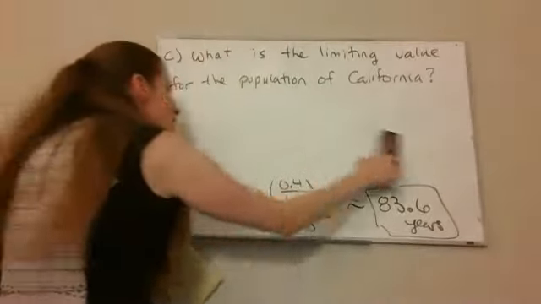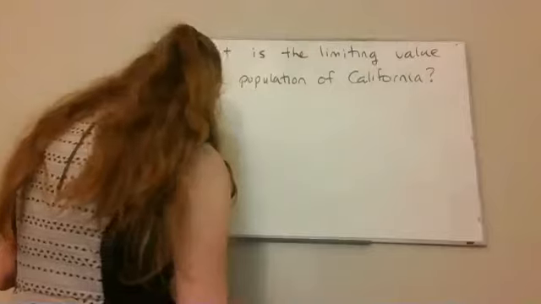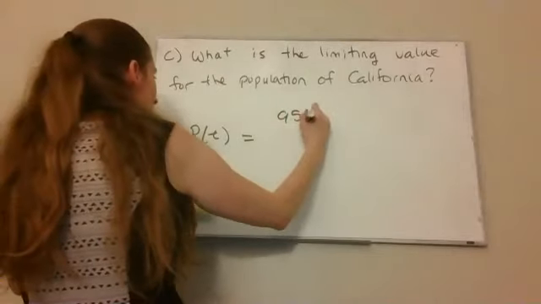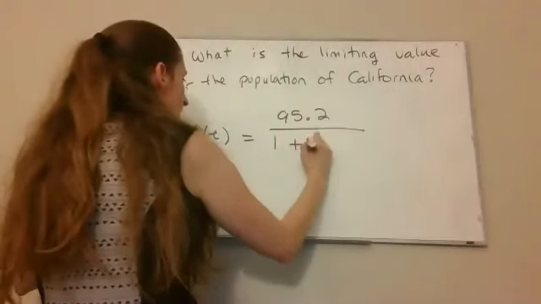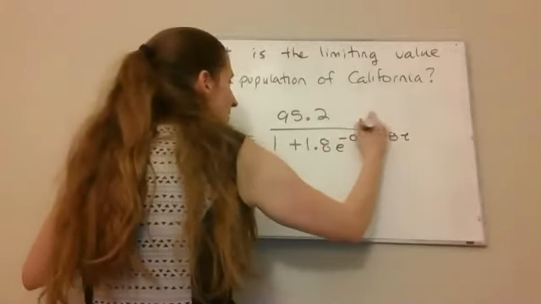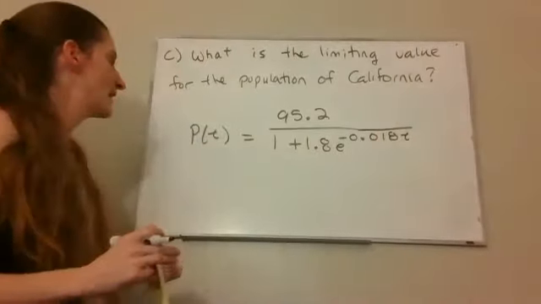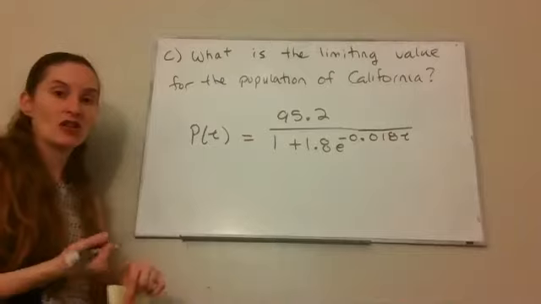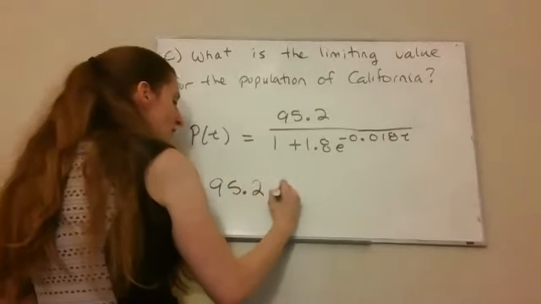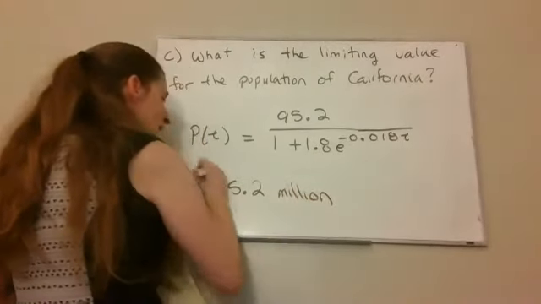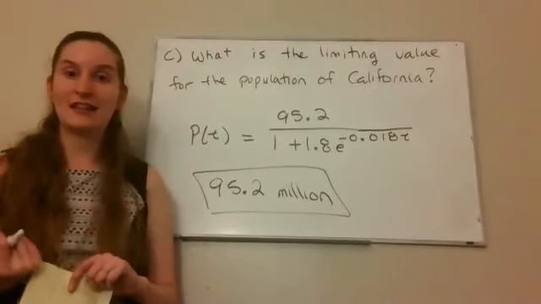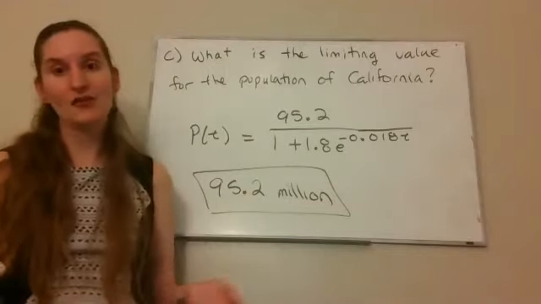And to do that, we just need to look at the original equation. Remember, our original equation looked like this. 95.2 over 1 plus 1.8 e to the negative 0.018 t. And remember, we said that the limiting value of a logistic equation like this ends up being the numerator. So that numerator, 95.2 million, is the limiting value of the population. That population of California is not going to exceed this value, provided our model is actually correct.